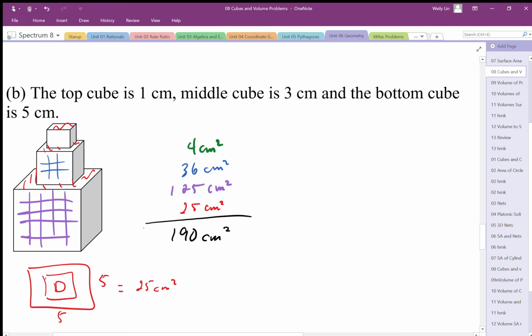The cubes are a little bit easier to figure out because, again, volume typically is easier. I've got a 1 cube plus a 3 cube, which is 27 cubes, and a 5 cube, which is 125 cubes. So I end up with 153 centimeter cubes as my volume.